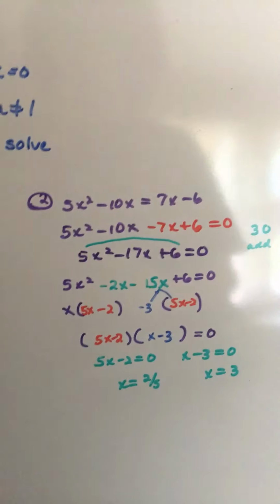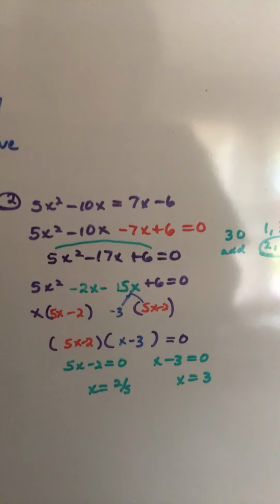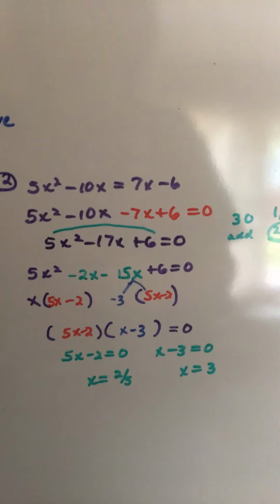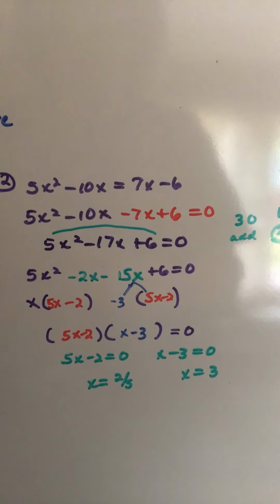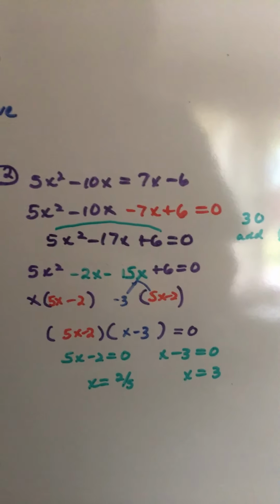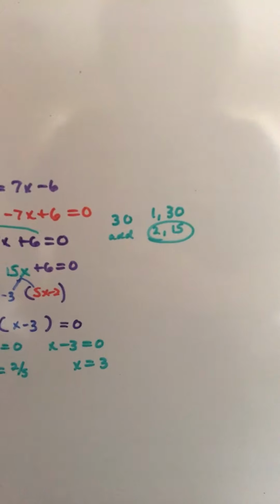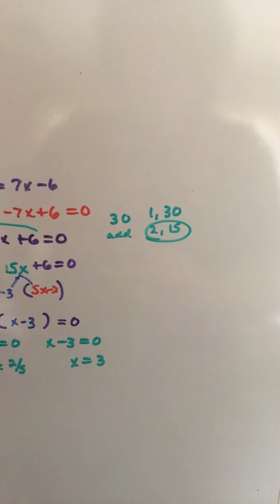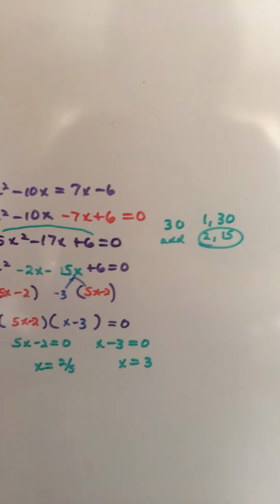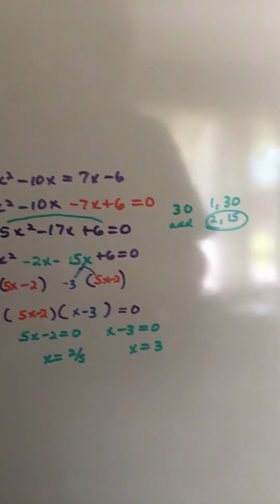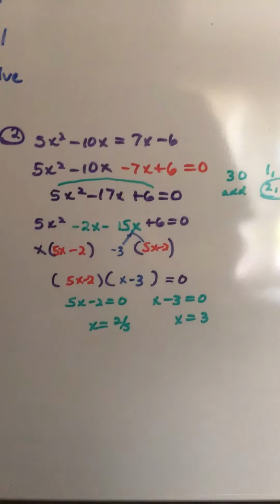Another Algebra 1 problem. What am I going to do? I have to negate 7x minus 6. I notice that a is not 1, so I have to do 5 times 6. I didn't list all the factors. The minute I got to 2 and 15, I knew that's what was going to add and give me 17. So I inserted negative 2x and negative 15x.